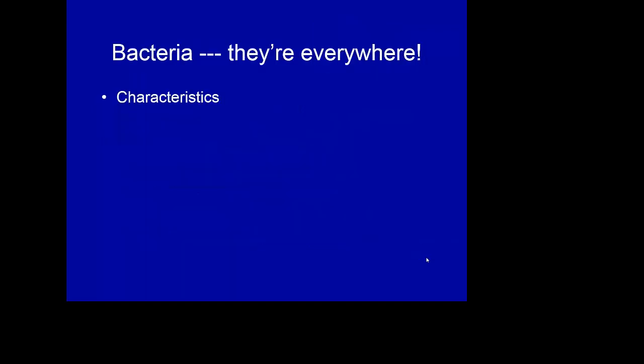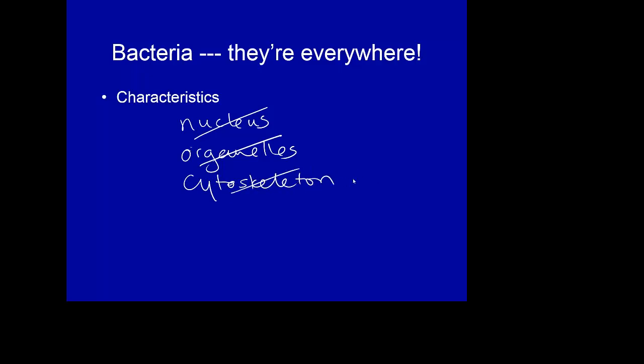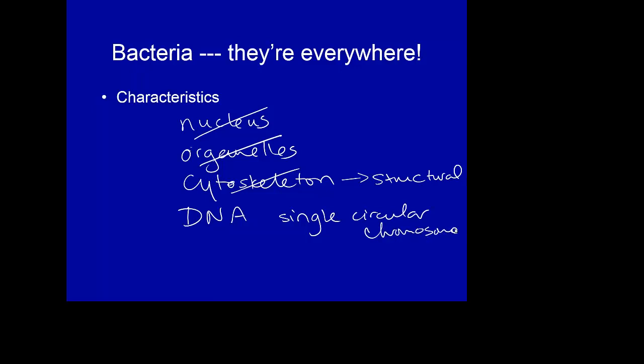So when we look at our bacteria, they've got a couple of characteristics that we need to consider. Okay, so we said there's no nucleus. Okay, there are no organelles. Okay, there's no cytoskeleton. So remember, cytoskeleton was structural for animal cells and plant cells and so on. Okay, we do see DNA present, but it's a single circular chromosome. And they reproduce by something called binary fission. So these are big characteristics for our bacteria or microbes.